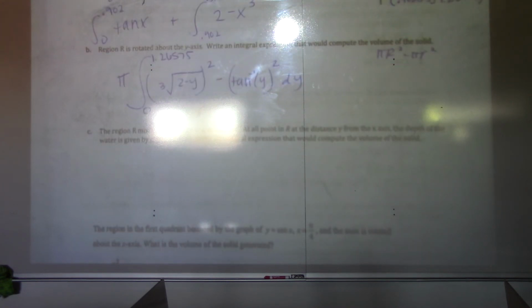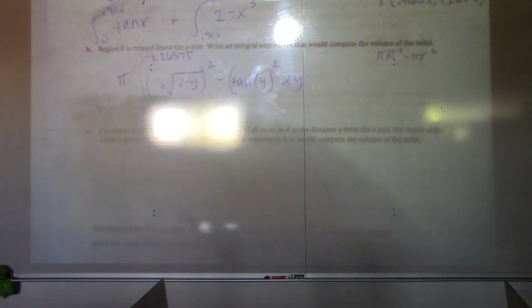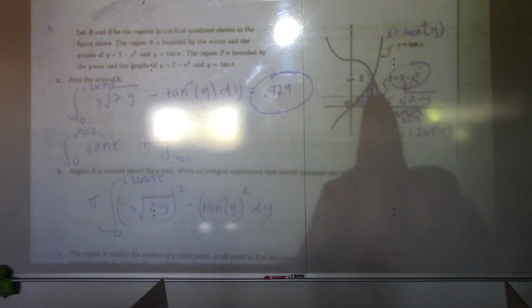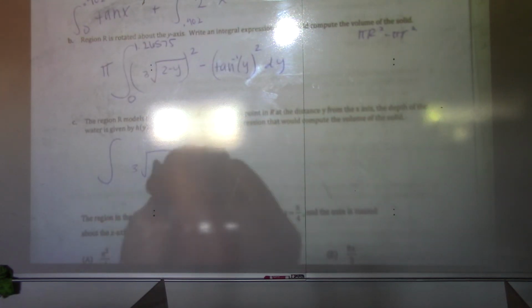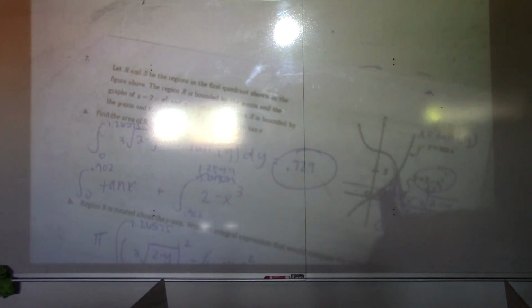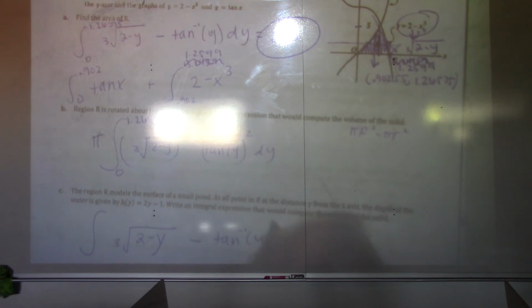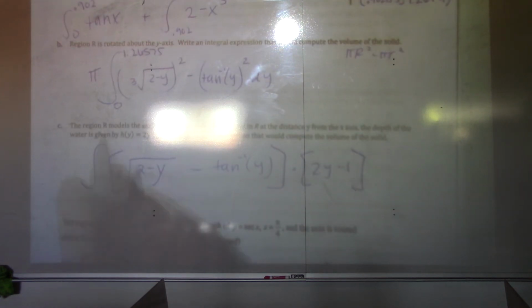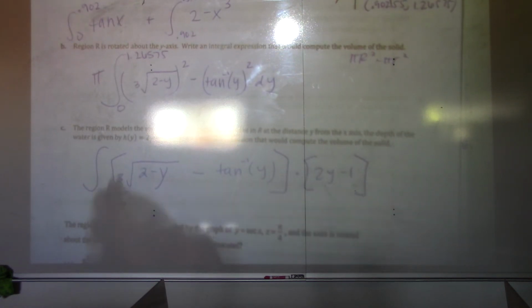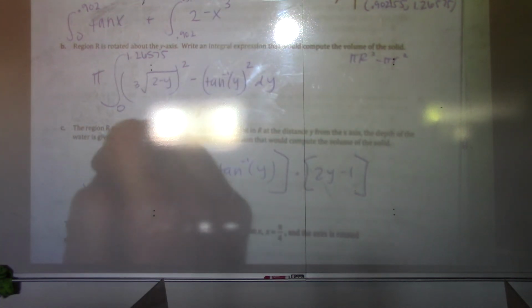The region R models the surface of a pond. At all points in R, the distance y from the x-axis, the depth of the water is given by this. Compute the volume. So now we're doing it in terms of y, so it would just be the width, right, this distance right here, which is the cube root of 2 minus y, minus this one, which is tan inverse of y, times the depth, 2y minus 1. And we're not revolving or making circles, so I don't need a pi here. And I need to put my bounds in terms of y, which is 0 to 1.26575.